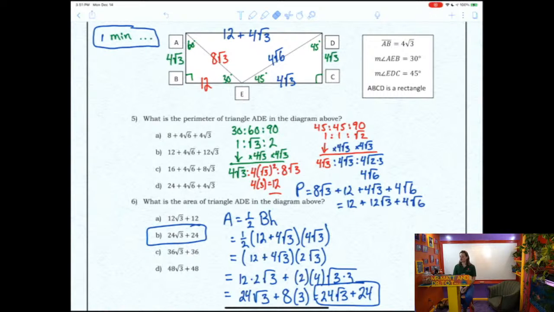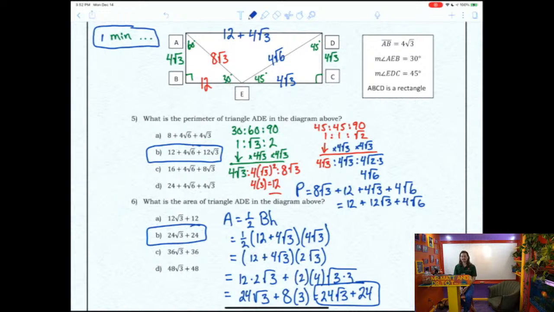So the perimeter is going to be 8 root 3 plus 12 plus 4 root 3 plus 4 root 6. Combining the root 3's, 8 root 3 plus 4 root 3 is going to be the same thing as 8 plus 4 times the square root of 3, or in other words, 12 root 3. So the final answer here is going to be B, 12 plus 4 root 6 plus 12 root 3.